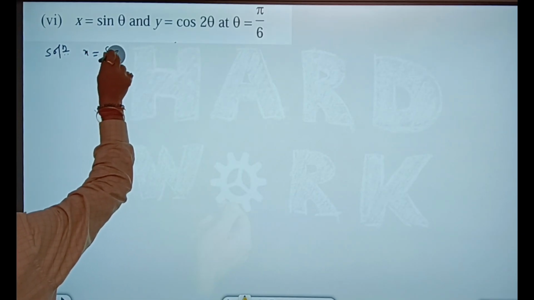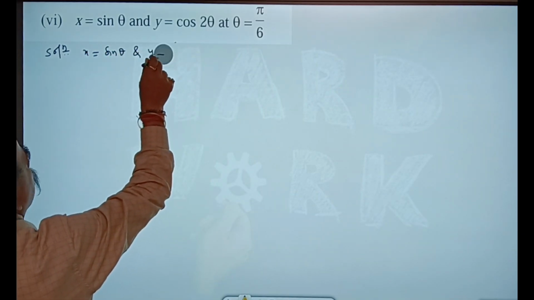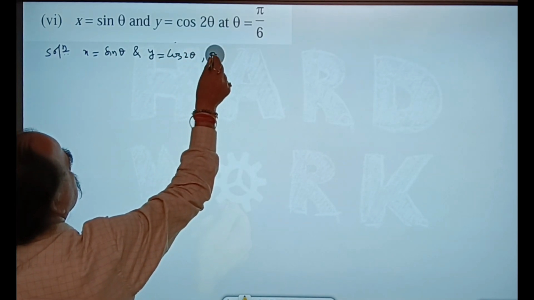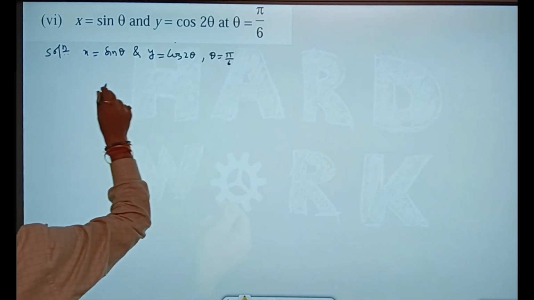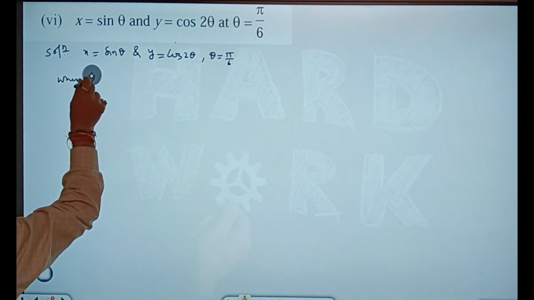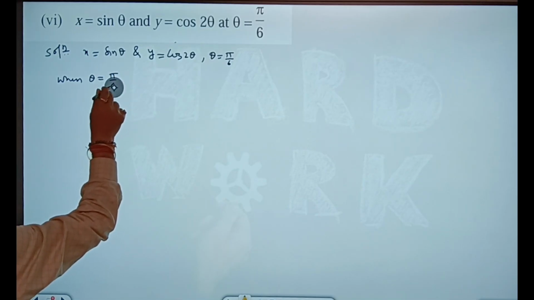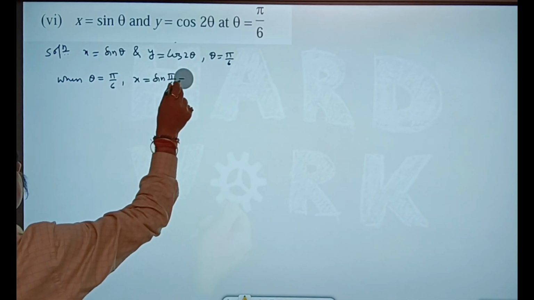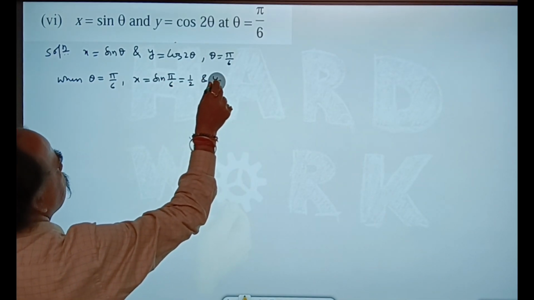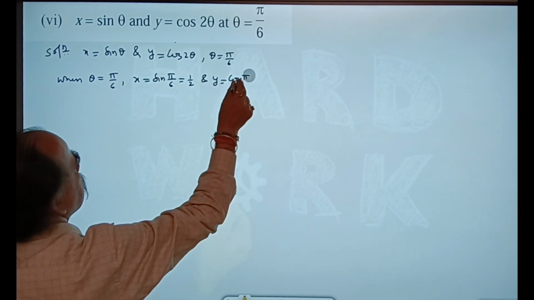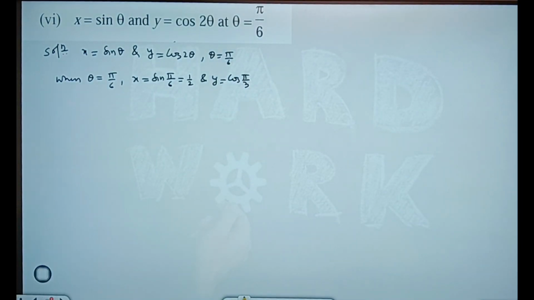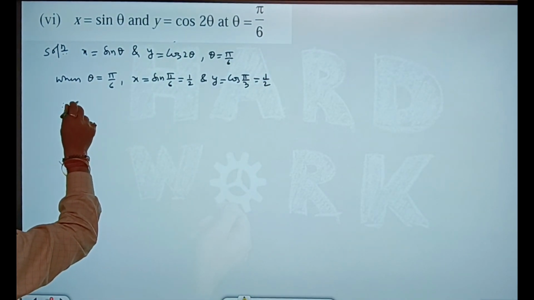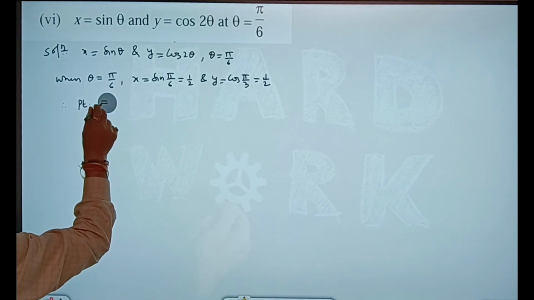x is sine theta and y is cos 2 theta. Theta is what? Pi by 6. When theta is pi by 6, x will be sine pi by 6, which is half, and y will be cos pi by 3. 2 into pi by 6 is pi by 3. Cos 60 is what? Half. Therefore, the point corresponds to half comma half.